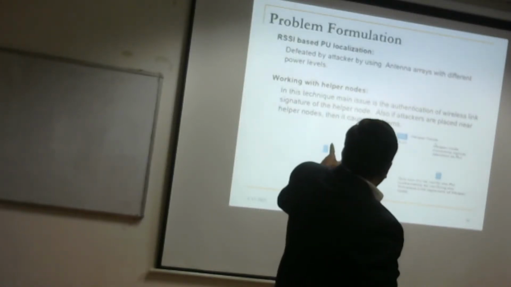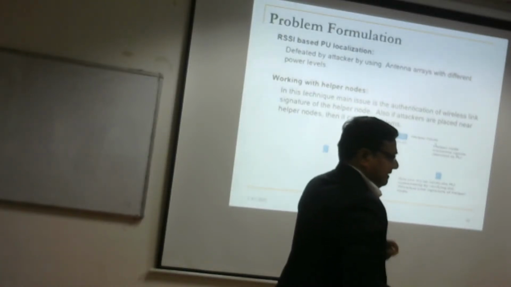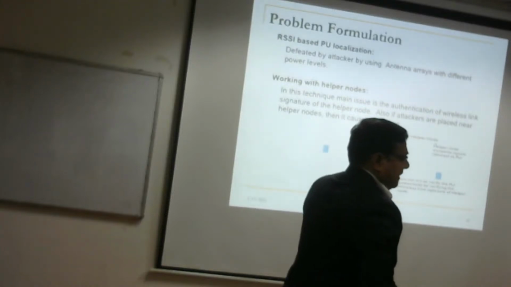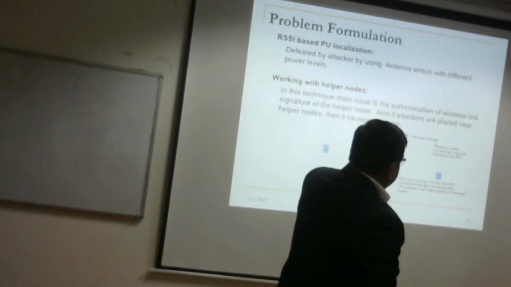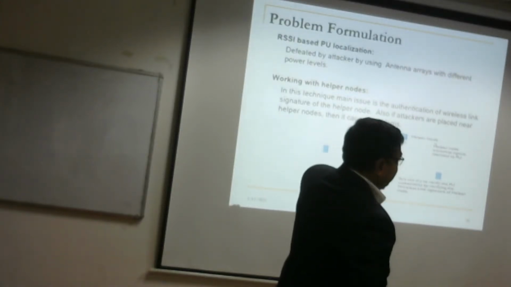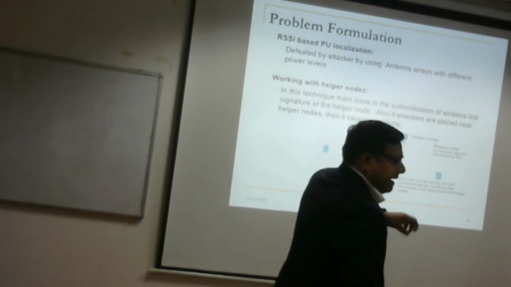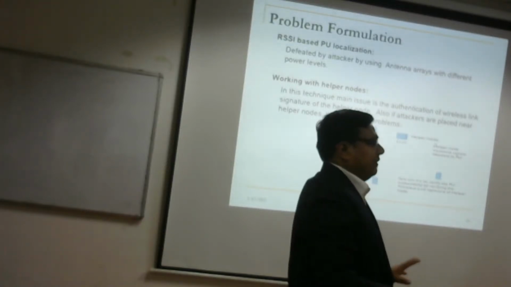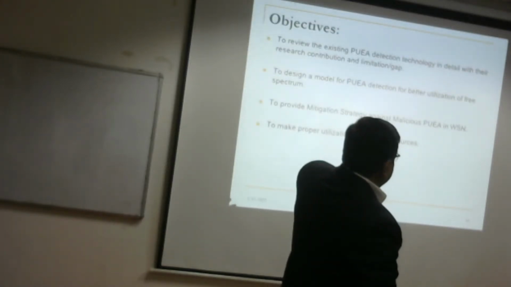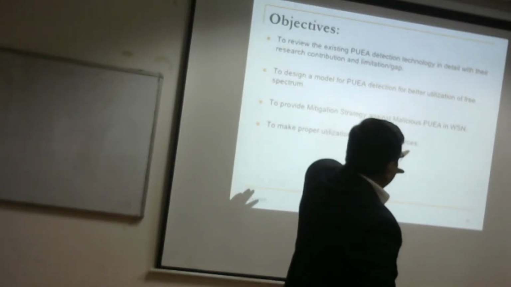We can see the received signal strength information. The signal strength we are receiving from the primary user, the secondary user and the attackers, we can analyze on some parameters. On that, we can use a helper node somewhere, but somewhere the primary user will not identify that user also, so a secondary user will attack in that part. So somehow we can replace that part so that our network will be more secure. So provide a mitigation strategy against malicious users in order to make proper utilization of network resources, to design a model of PU detection with better utilization of free spectrum.